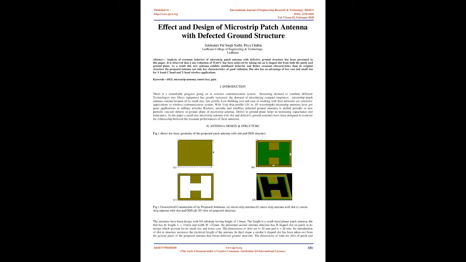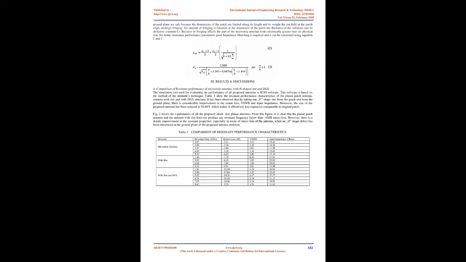With very thin profile, 0.01 to 0.05 wavelength, microstrip antennas have got great applications in military missiles, rockets, aircraft, and satellites. Defected ground structure is etched periodic or non-periodic cascade defects in the ground plane of a microstrip antenna. Defects in the ground plane help in increasing capacitance and inductance. In this paper, a small size microstrip antenna with slot and defected ground structure has been designed to examine the relationship between the resonant performances of these antennas.